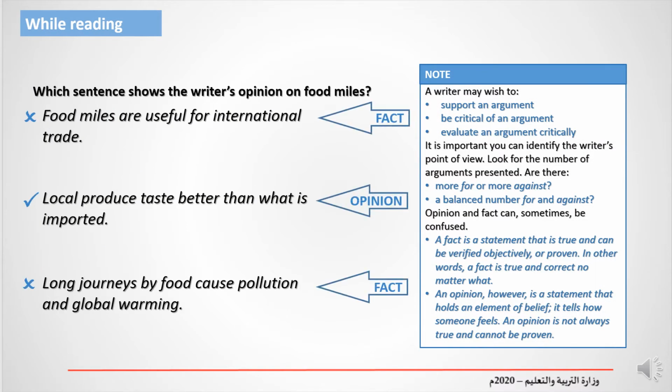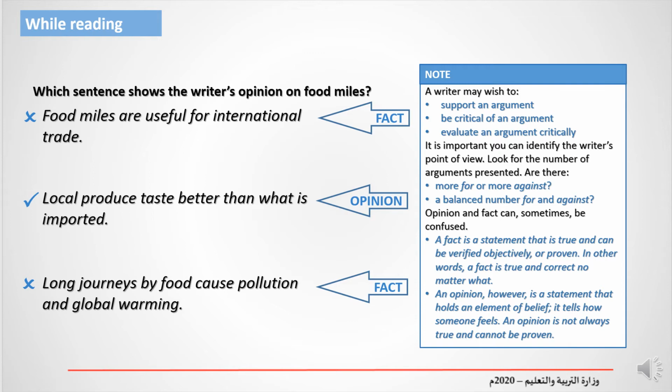The reading passage often states the writer's point of view. Have a look at the study skill note. A writer may wish to support an argument, be critical of an argument, or evaluate an argument critically. It's important you can identify the writer's point of view. Look for the number of arguments presented.